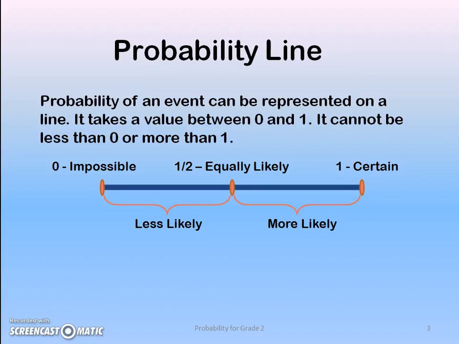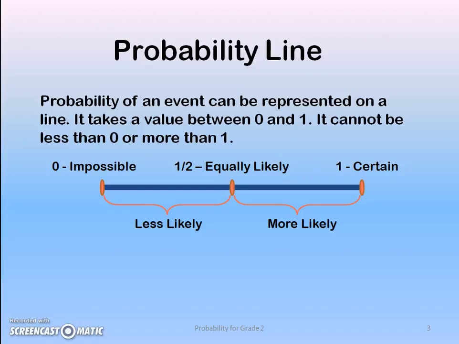Now, probability of an event can be described in terms of a probability line. And when I say probability of an event, by event I mean that thing for which we are calculating the probability. What is that thing for which we are calculating the chances that it may happen or not? So if I'm asking you what is the probability that it is going to rain tomorrow? In that case, the event is: will it rain tomorrow? All right. So that is what event means here.